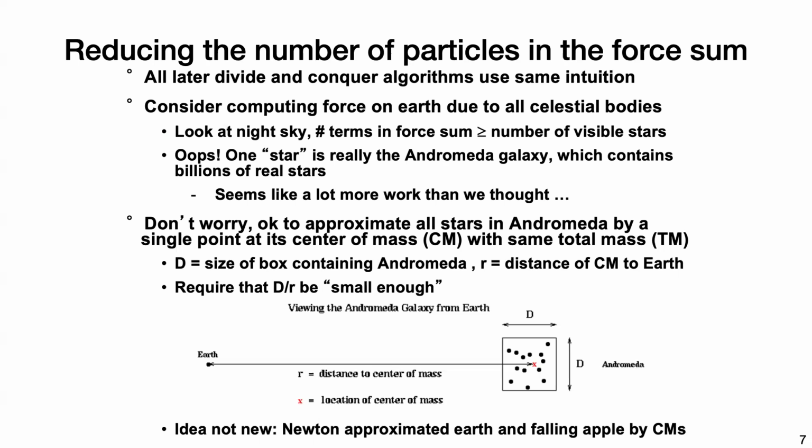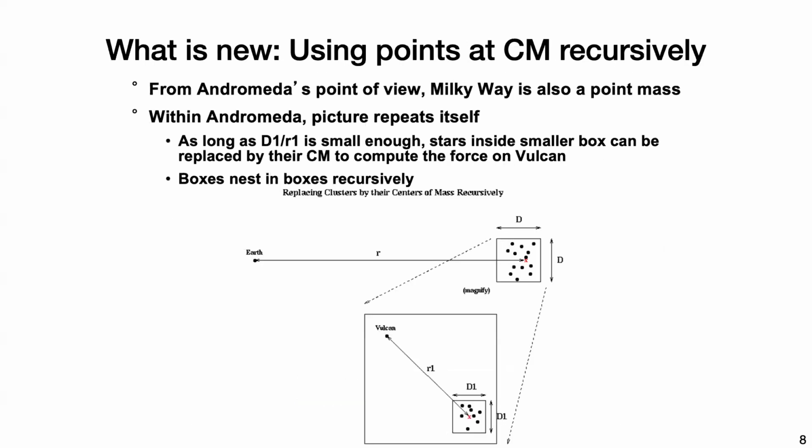And this idea is not new to this force computation. Newton used it by approximating the Earth and Apple using the center of mass. So the new part is that, so this is one idea, to use the galaxy as a large bounding box and try to take the average within it. And the high-level idea in all these algorithms is to use this approximation recursively.